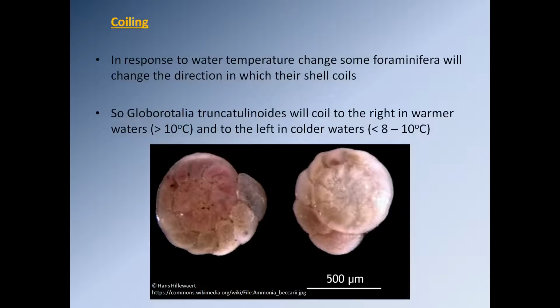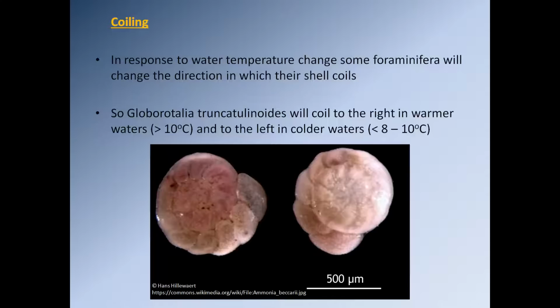The next thing we can look at is the direction of coil. In response to water temperature changes, some foraminifera will actually change the direction in which their shell coils. If we look at this foraminifera here, we can see the shell is coiling in a rather nice spiral direction. Okay, so we can see how it's coiling there. Some species, when the temperature changes, the coil direction will change, and so you'll see the shell actually coil in the opposite direction.